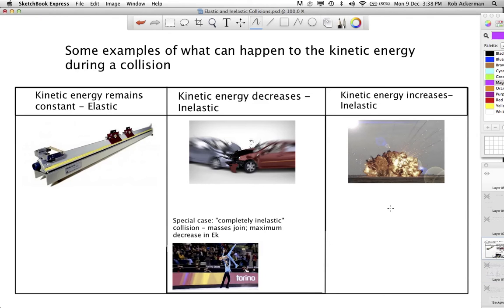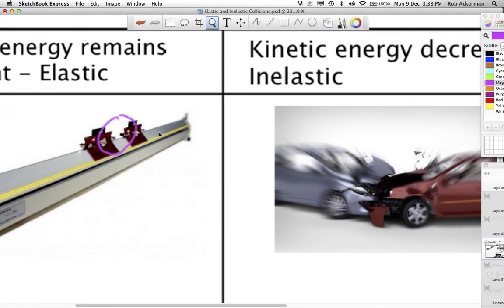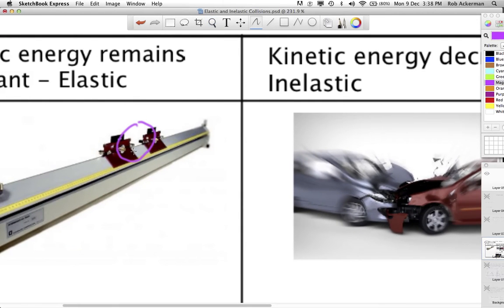Here are some examples of what can happen to kinetic energy during a collision. One that you're very familiar with, maybe you realized it when you were doing the lab using the air track and the gliders, maybe you didn't. But during a collision like this, where the bumpers in here are quite springy, let me zoom in here so that we can see. You know those springy little bumpers that you see there?